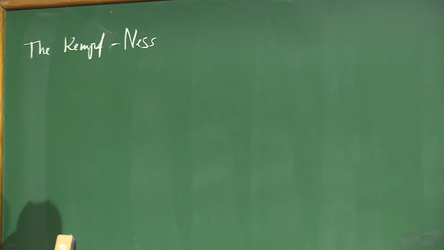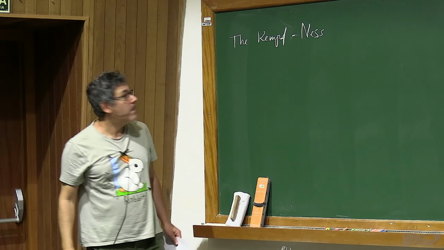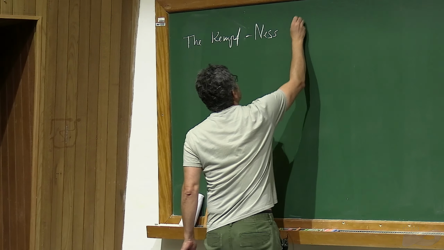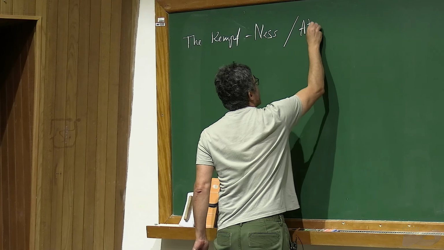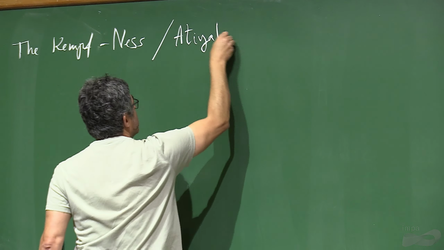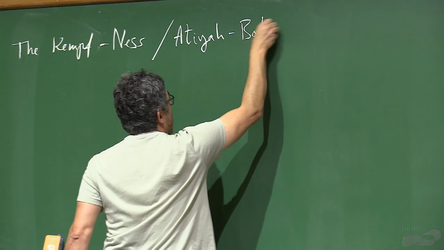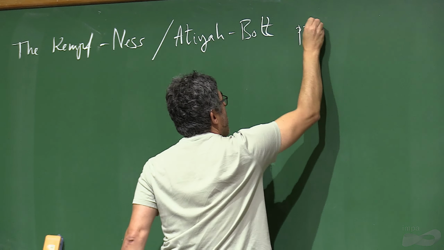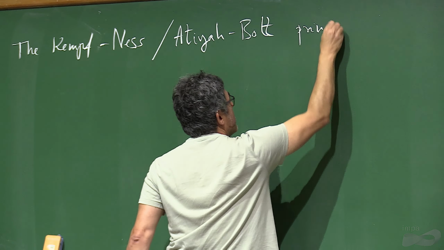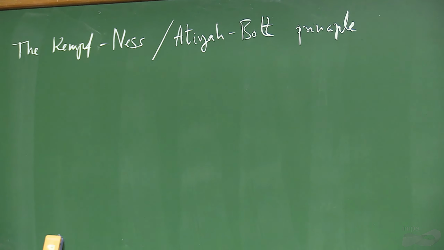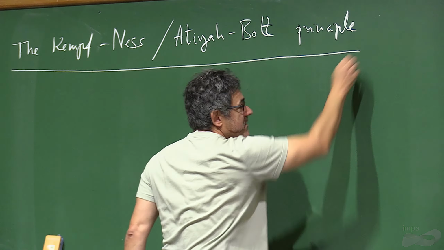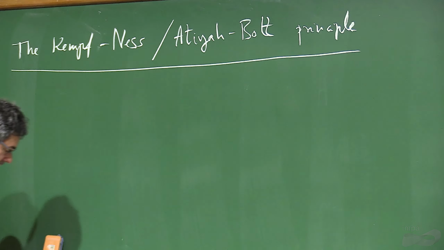Is it too small or is it okay? Okay. Or maybe Atiyah-Bott, but Atiyah and Bott have too many things to say. This is based on a theorem by Kempf-Ness, and Atiyah and Bott may be the ones who observed it can be applied in different situations. So roughly speaking, I will say what this is.